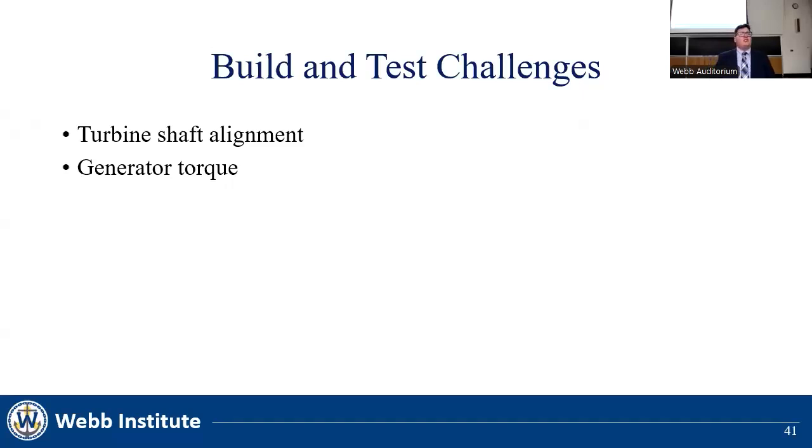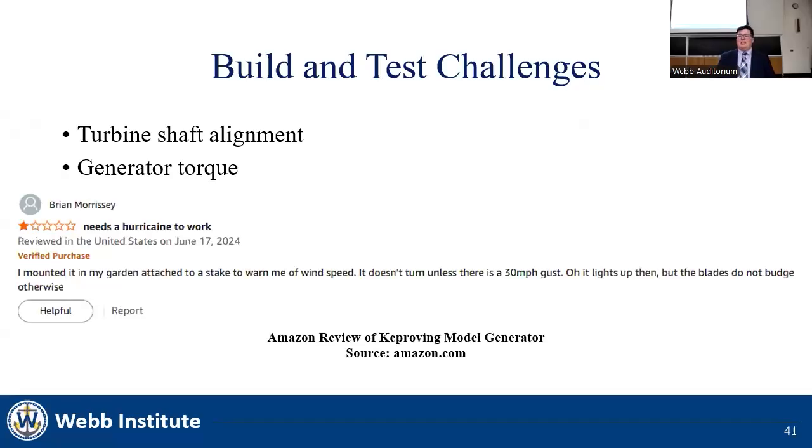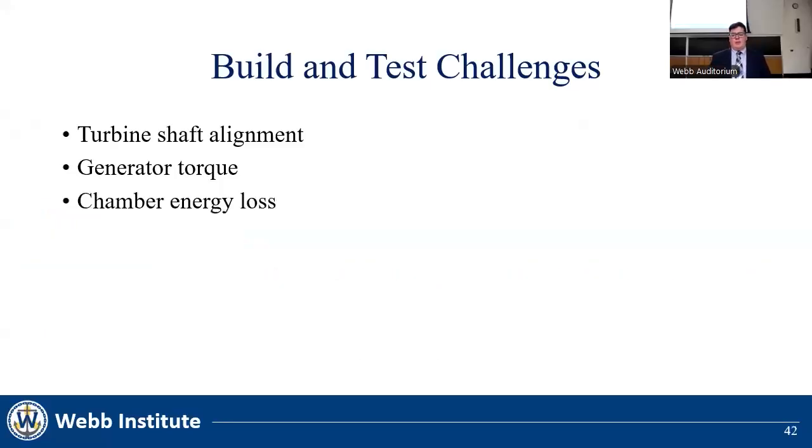Another major challenge was the torque of the generator. Because it was just a hobby DC motor wired in reverse, there was significant torque that was sometimes too high for the Wells turbine to overcome. Indeed, one fellow researcher on Amazon recently claimed in June 2024 that it would need a hurricane to work. Now, I don't know if I go that far, but it is true that a DC generator with less torque or some sort of AC generator might produce better results.